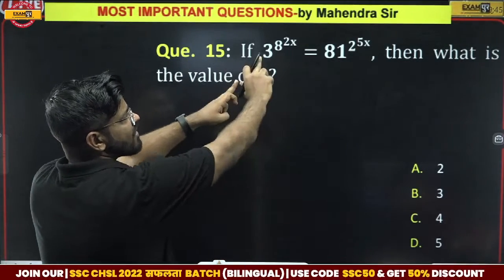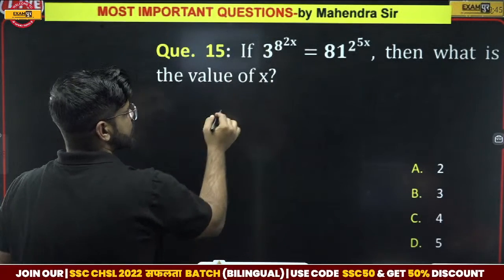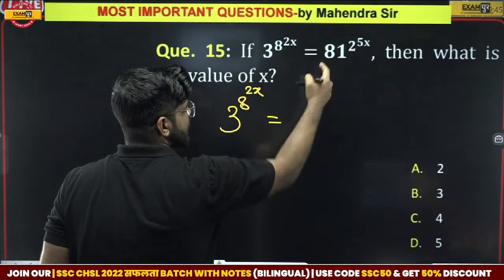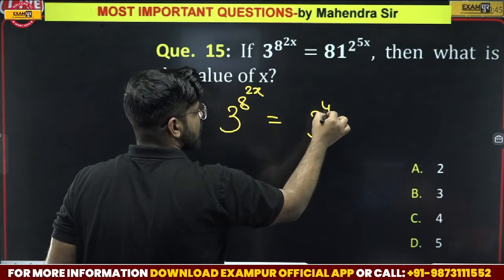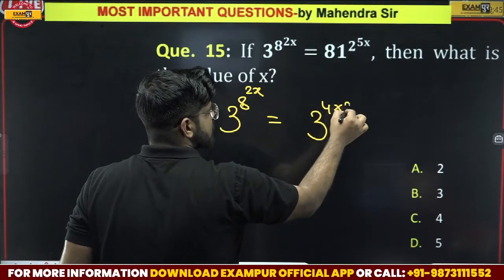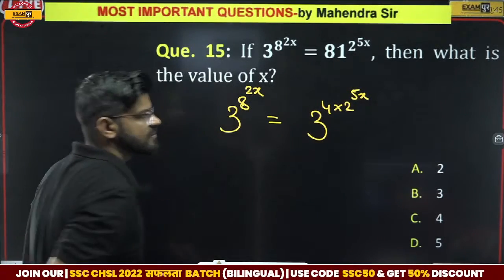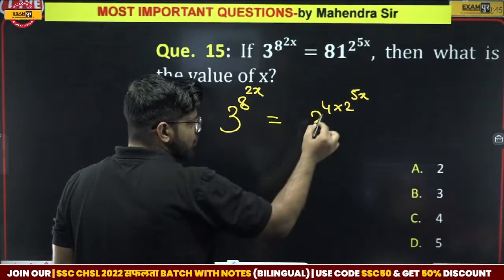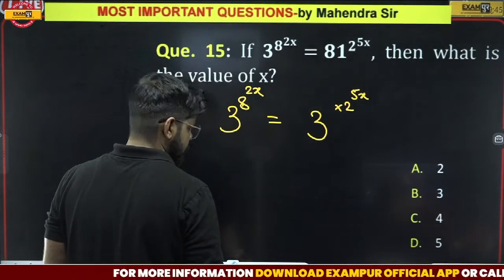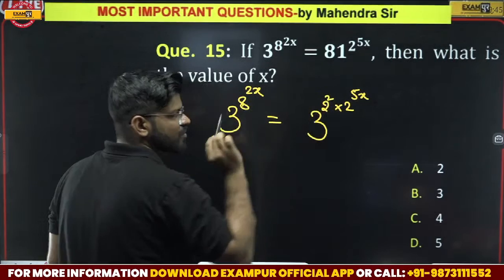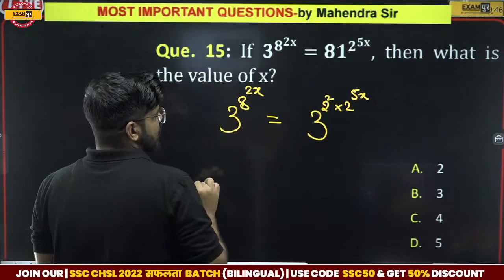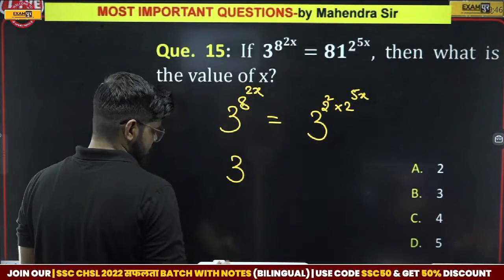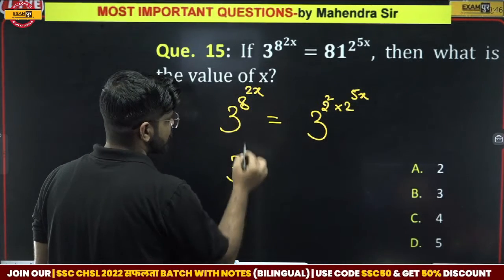Now we have 3 to the power 8 and then 8 to the power 2x. 3 to the power 8 and 8 to the power 2x is equal to, we can write it as 3 to the power 4, and this is in the power, so it is 2 to the power 5x, right? Now tell me, can we write this 4 as 2 to the power 2? Yes or no? And also we can write this 8 as 2 to the power 3, yes or no?